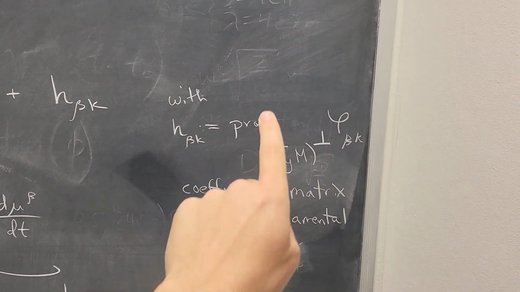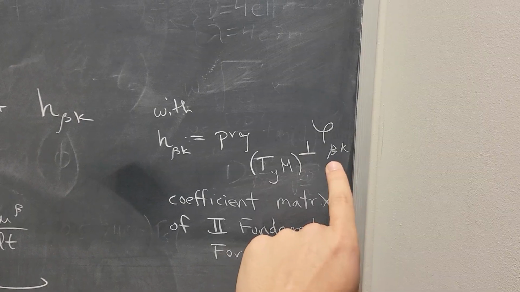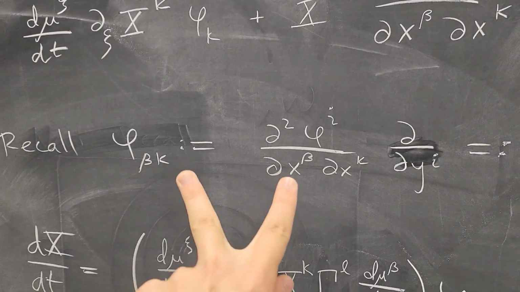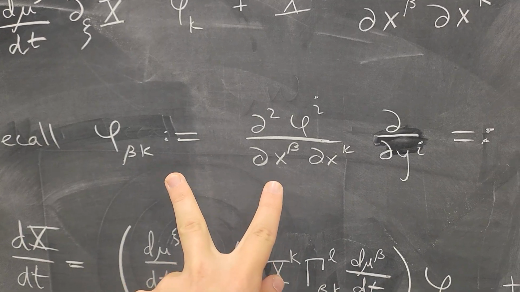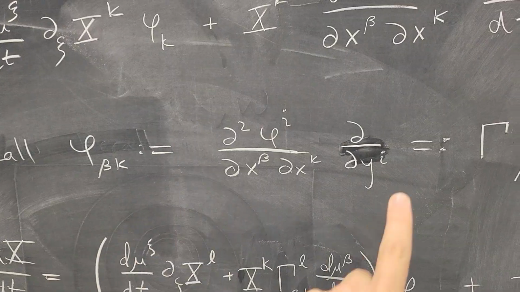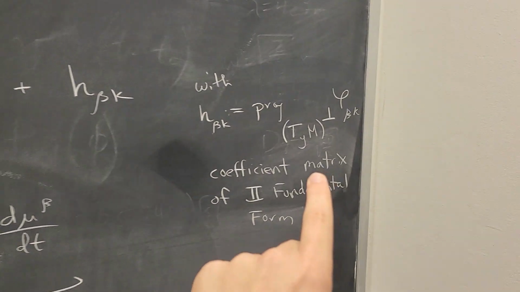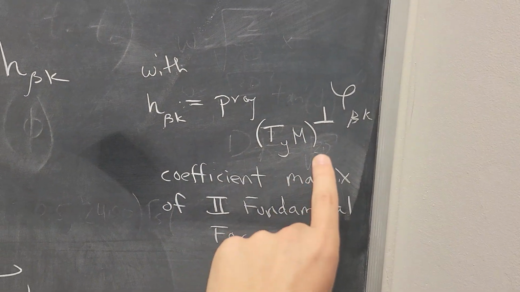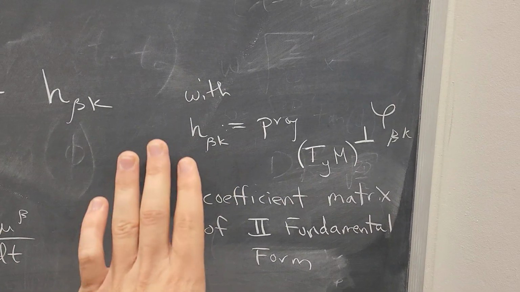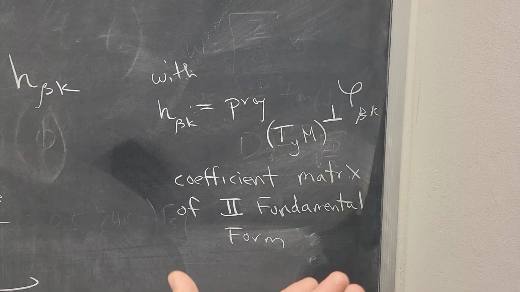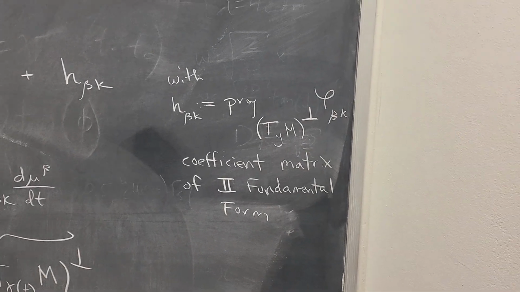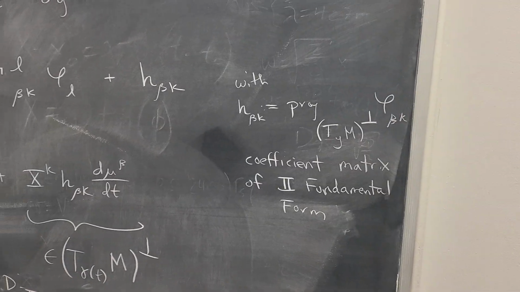Okay, now, let me recall that real quickly. This h beta k is the projection of this phi beta k term, which is basically the efficient notation for this expression. So the projection of this expression onto the orthogonal complement of the tangent space is defined by our h beta k, right? And this is actually the coefficient matrix of what's called the second fundamental form. But I'm not going to go too much into that now because I want to finish this video.